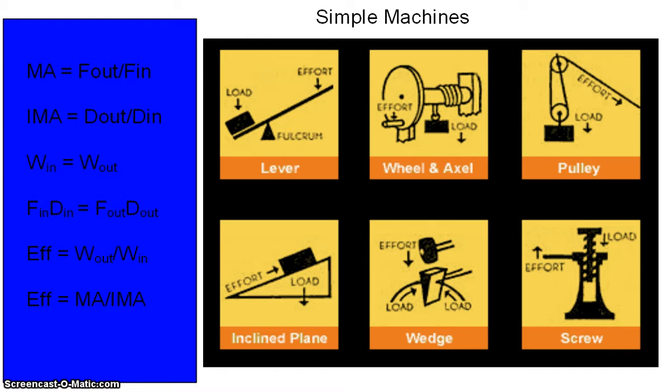There's a couple different formulas that go with simple machines. With simple machines, we oftentimes talk about the mechanical advantage, which we abbreviate MA.